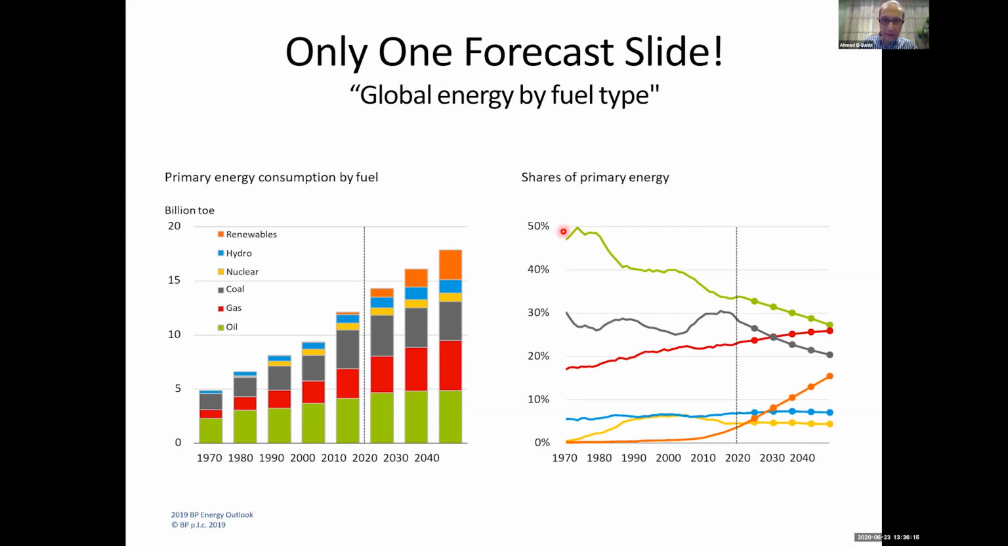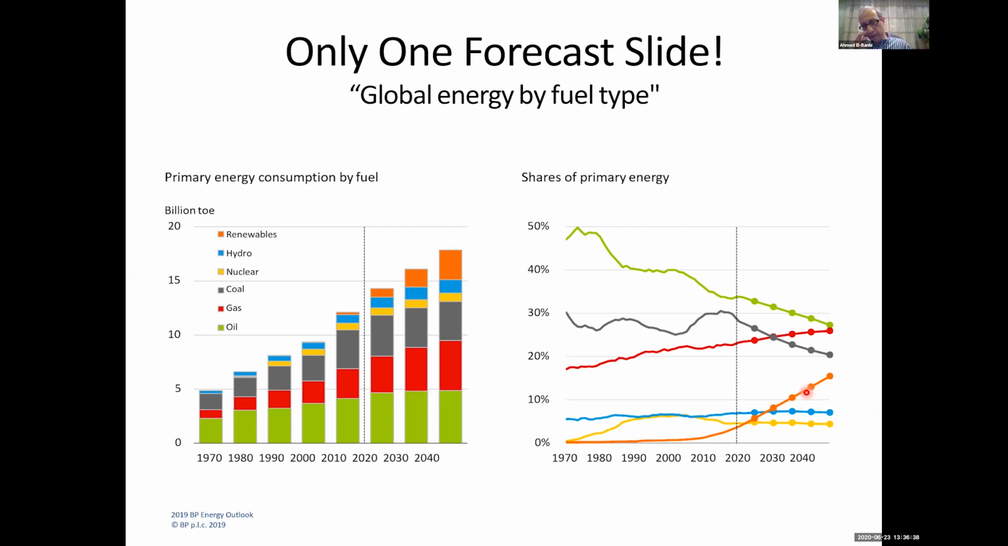If we look at the share of the oil, it is expected to decline a little bit. The share of the gas in the total energy mix is going to grow. The share of the coal is expected to decline. And the share of the renewables is expected to increase.